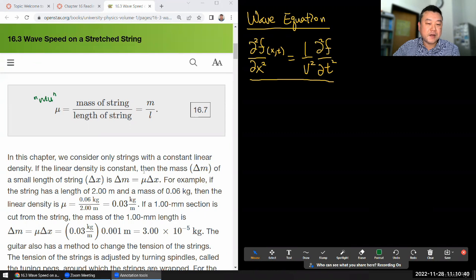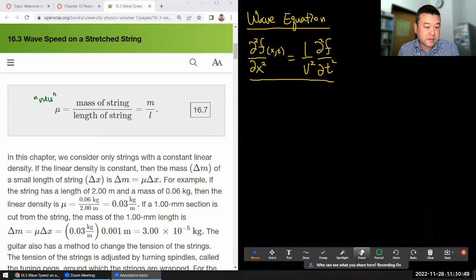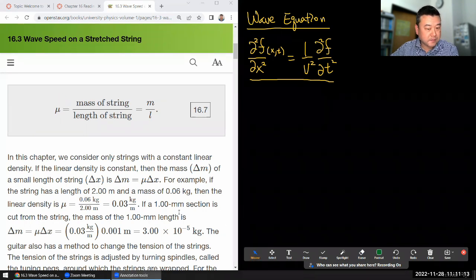If the linear density is constant, then the mass delta m of a small length of string delta x is equal to mu times delta x. For example, if the string has a length of 2 meters and a mass of 0.06 kilogram, then the linear density is, they do some calculation. If a 1.00 millimeter section is cut from the string, the mass of that length is, and some calculation.